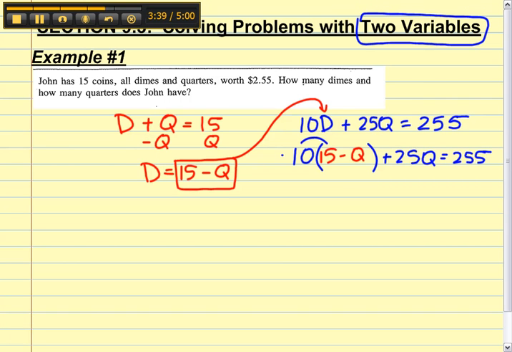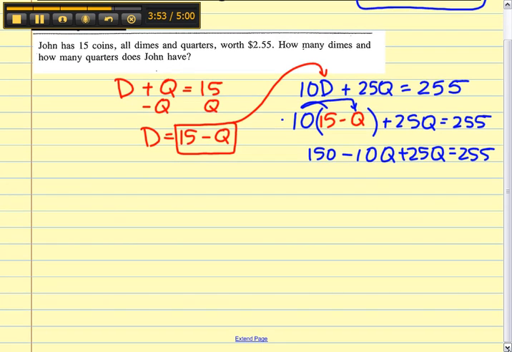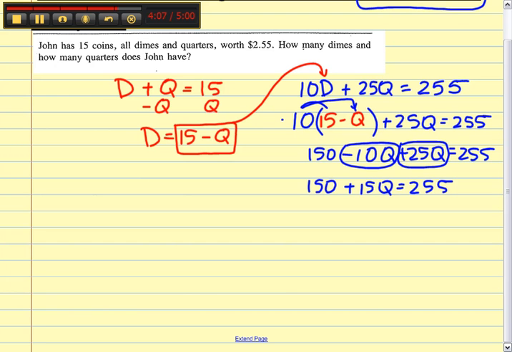All right, well, let's distribute. 10 times 15 is 150. 10 times minus Q is minus 10Q. Plus 25Q is equal to 255. This is simple. This is simple, okay? Now we're going to combine the two Q terms, okay? That's going to give us 150 plus 15Q is equal to 255. Okay, now let's subtract 150, trying to get the Q by itself, right? So now I've got 15Q is equal to, that's 105, I think.